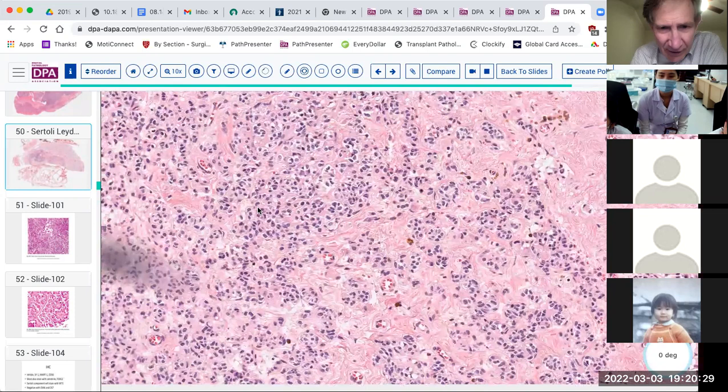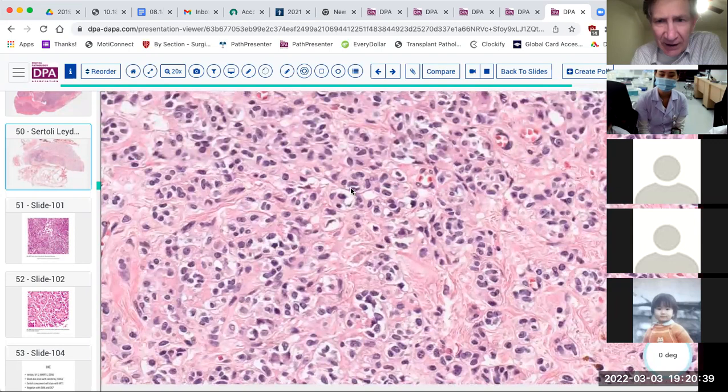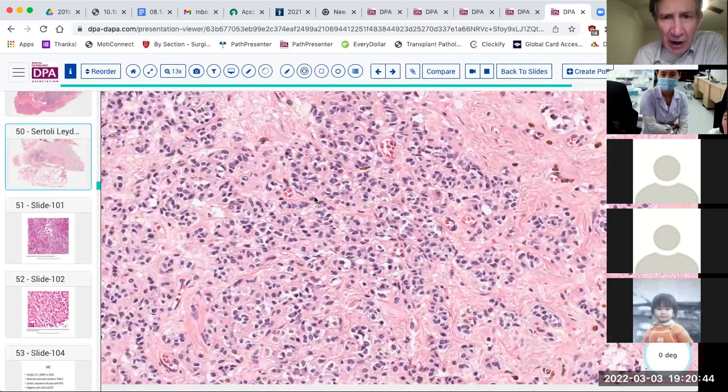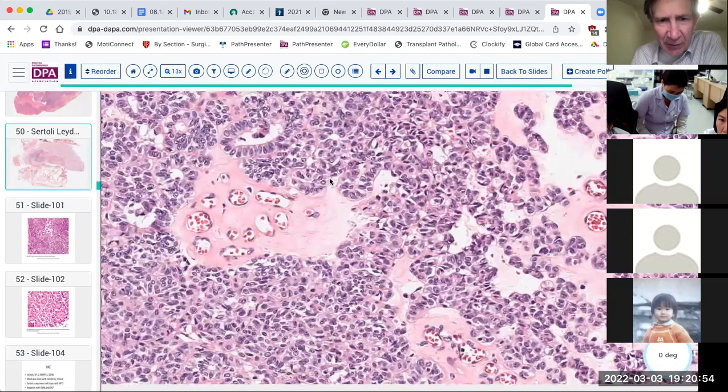So here, I think you can see a few of these more eosinophilic cells scattered in here that may be Leydig cells in this particular tumor. Because the Leydig cells don't always stand out, this is often a tumor that is difficult to classify or maybe missed the first time you look at it.